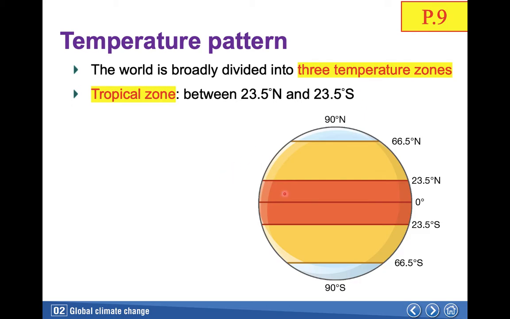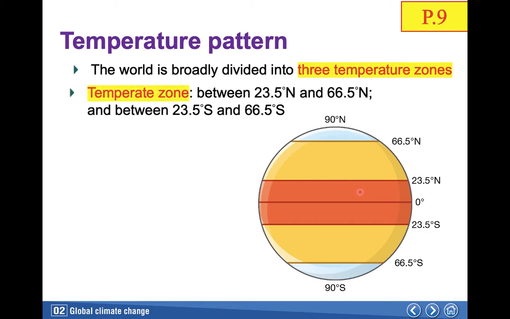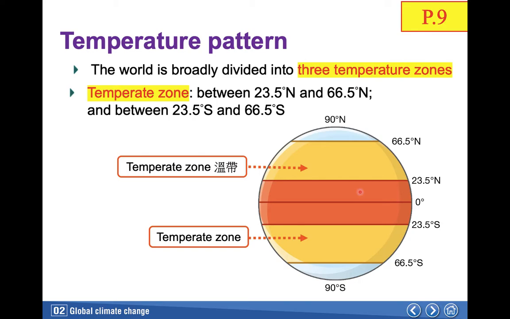So the first one is about the tropical zone. That is between 23.5 degrees north and 23.5 degrees south. So in this area, it's called the tropical zone. For the next zone, it's called the temperate zone. It is between 23.5 degrees north and 66.5 degrees north, or 23.5 degrees south to 66.5 degrees south.